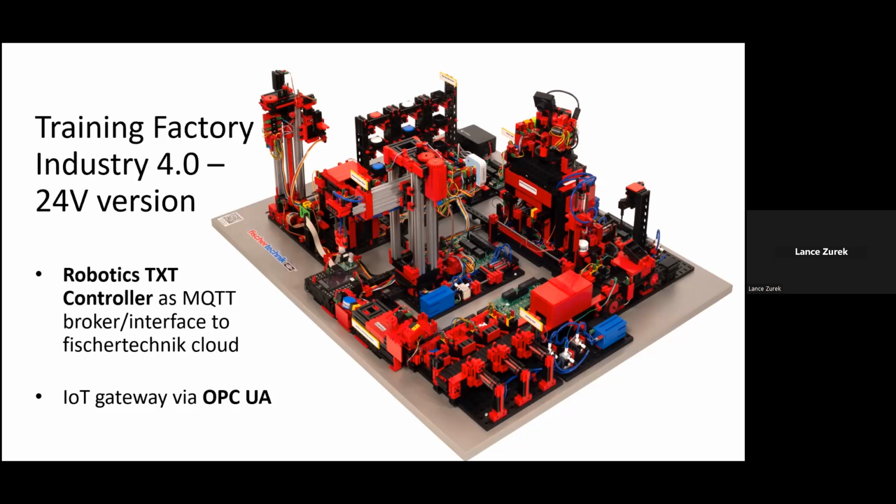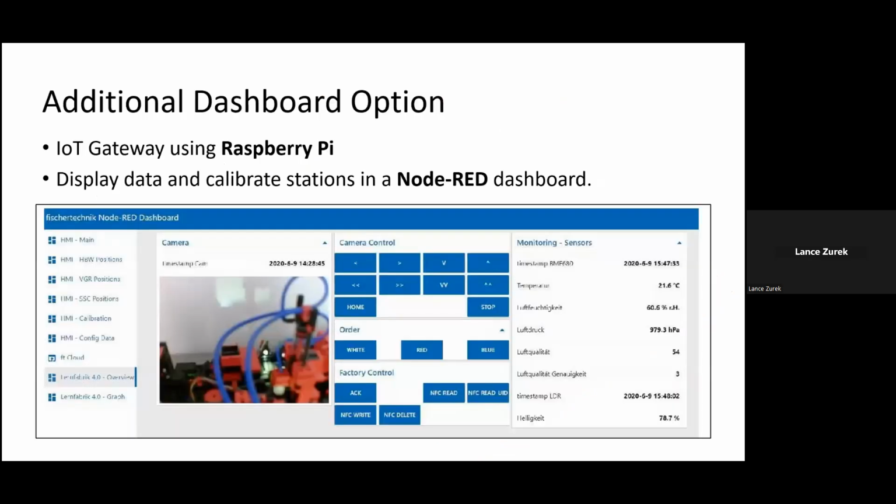OPC UA, which is also known as OPC Unified Architecture, is of course a standard for exchanging data across different platforms. Now, in addition to the TXT controller used here, there is also an IoT gateway using Raspberry Pi with Node-RED. This allows the option for not only presenting and using data on a dashboard in the fischertechnik cloud, but also to be able to display data and calibrate the stations of the factory in a Node-RED dashboard.